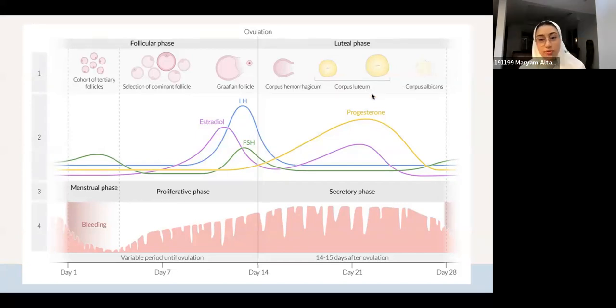If fertilization doesn't happen, then your hormone levels are going to fall. Your corpus luteum becomes your corpus albicans, and then this is when menstruation happens at day 28. So this is just a very good view for you guys to know. It is very important for you to know the levels of these hormones, what each peak looks like, which one is estradiol versus LH versus progesterone. Very important for you guys to know.